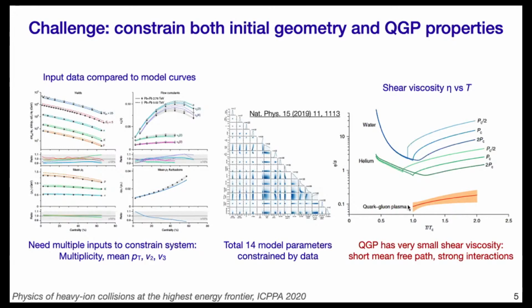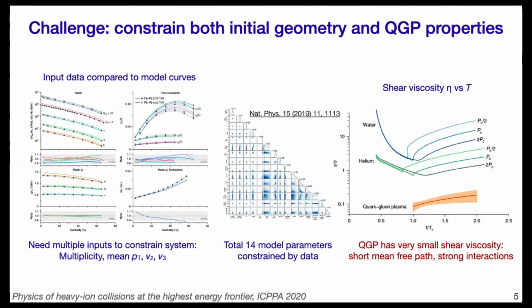And when I say small, you can compare that to water and helium, which are of course atomic materials, so they have a very different length scale. But this shows you that the quark gluon plasma has in fact very strong interactions, somewhat counterintuitively. Low viscosity corresponds to a short mean free path. I think it's really impressive to see that we now can extract these type of properties of the quark gluon plasma from a set of measurements.